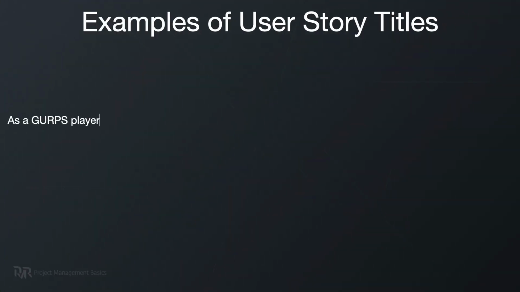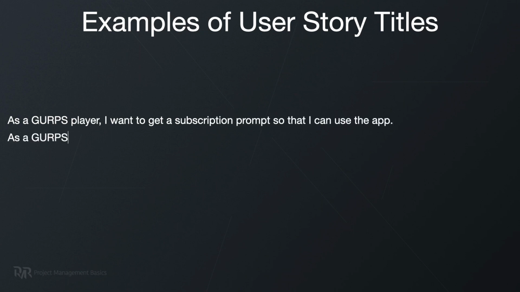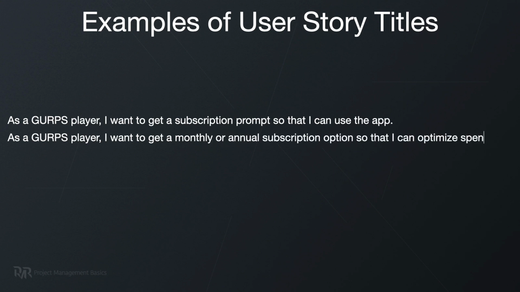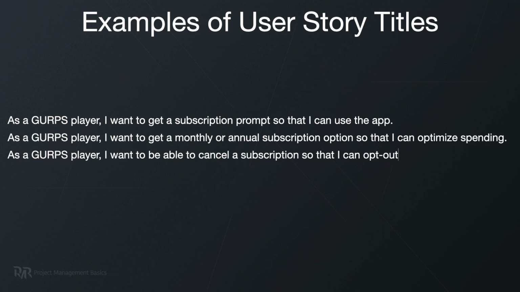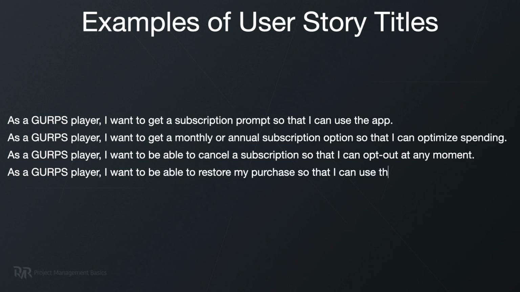Here are several more examples of titles that describe, for example, Apple's in-app purchase feature for our product. As a groups player, I want to get a subscription prompt so that I can use the app. As a groups player, I want to get monthly or annual subscription options so that I can optimize spending. As a groups player, I want to be able to cancel a subscription so that I can opt out at any moment. As a groups player, I want to be able to restore my purchases so that I can use the app on my other devices.